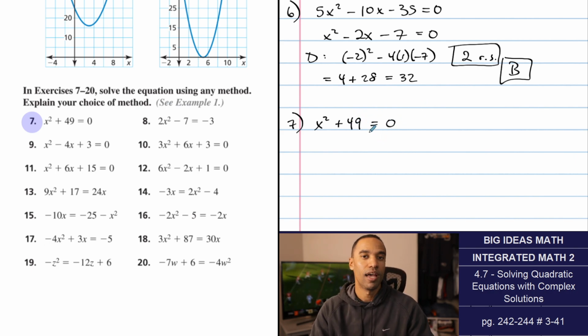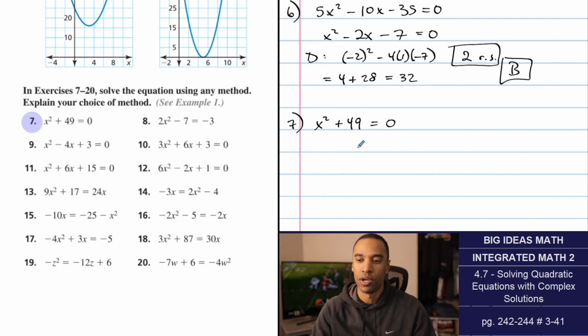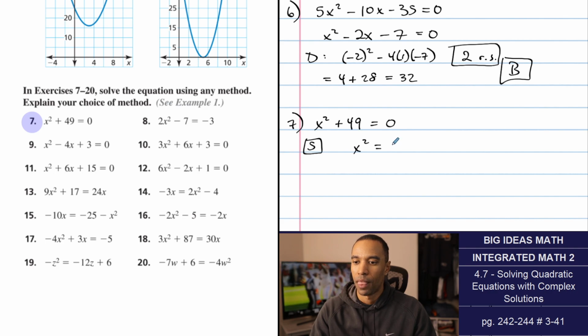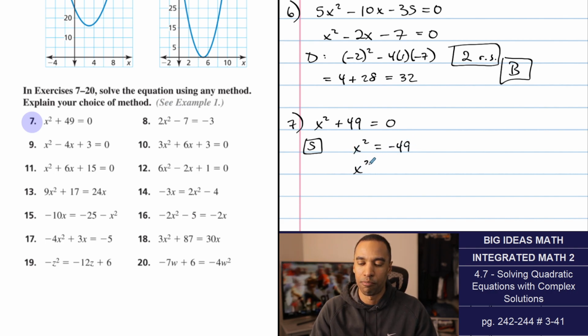In fact, this first one, I'm going to solve using square roots. I'm going to subtract 49 from both sides. Oh, explain your method of choice? No, I'm going to say it out loud. I'm using square roots. Actually, I'm going to put it right here, in S. That's an S for square roots. Subtract 49 over, and then take the square root of both sides.